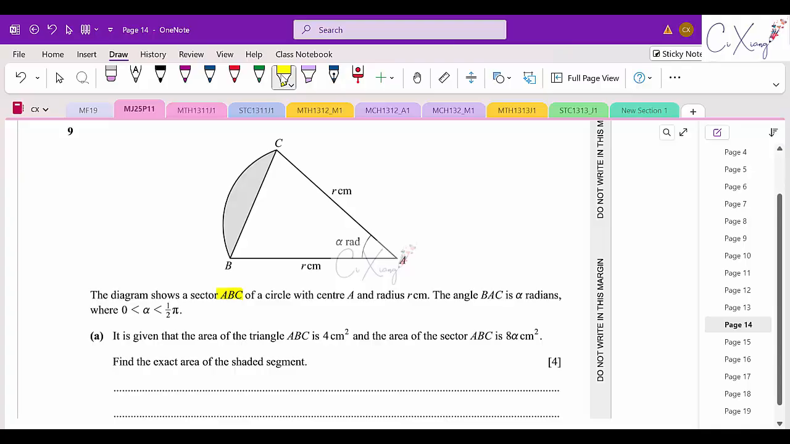It is given that the area of the triangle ABC is 4, and also the area of the sector ABC is 8 alpha. Find the exact area of the shaded segment. Exact area. Please highlight this one.